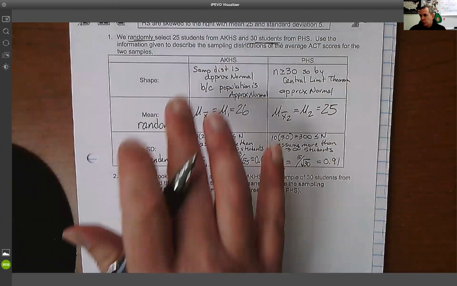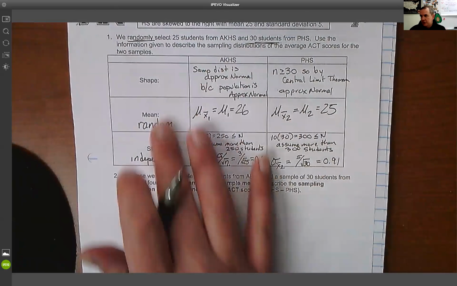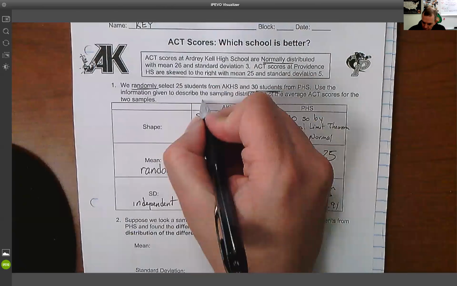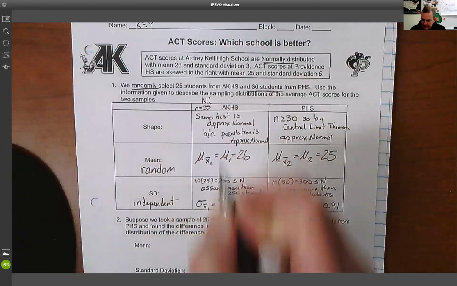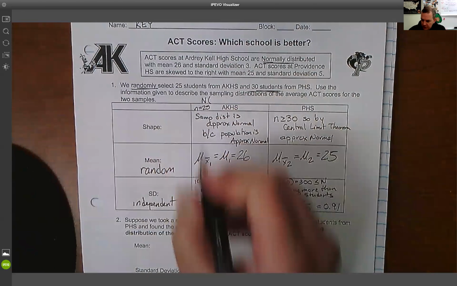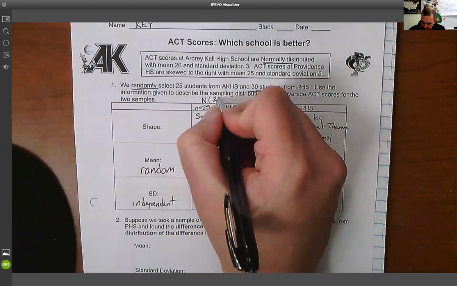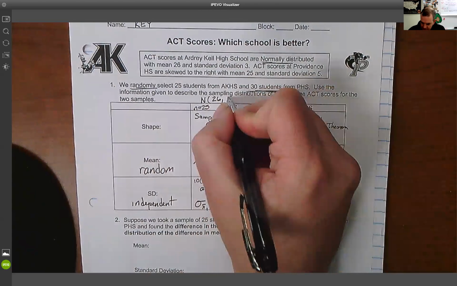So this is one sampling distribution. Ardrey Kelly is normal. If I take a sample of size 25 from Ardrey Kelly, it will be normally distributed, centered at 26 with a standard deviation of 0.6.